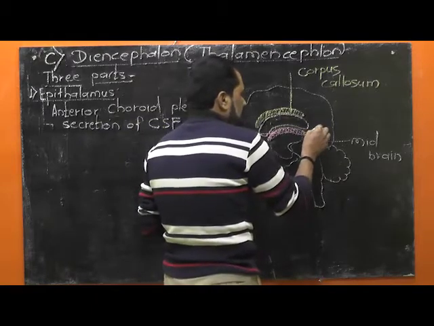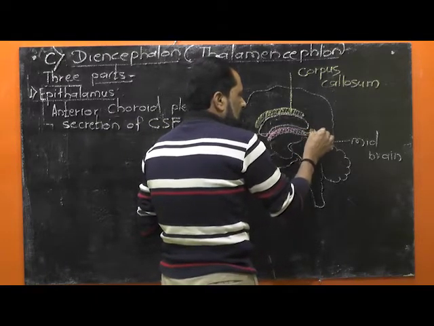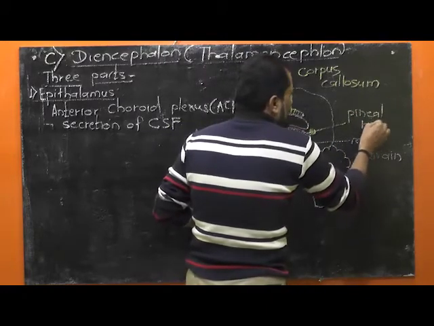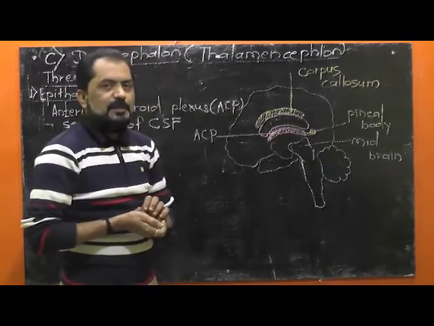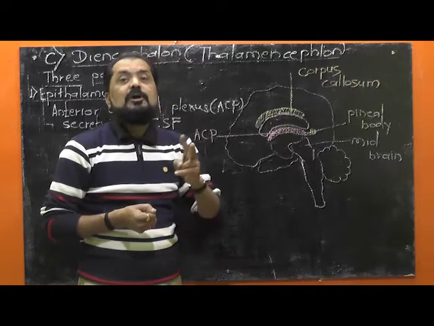And at its tip there is a presence of a rounded body, that is pineal body. Pineal body. It may be known as the pineal gland. This pineal gland or pineal body is considered as the vestigial third eye.